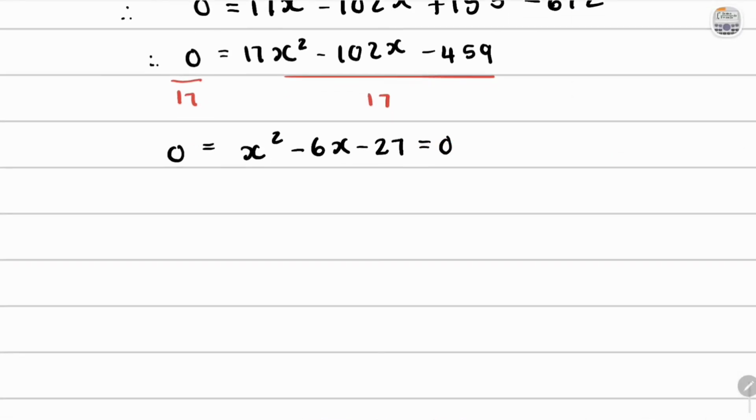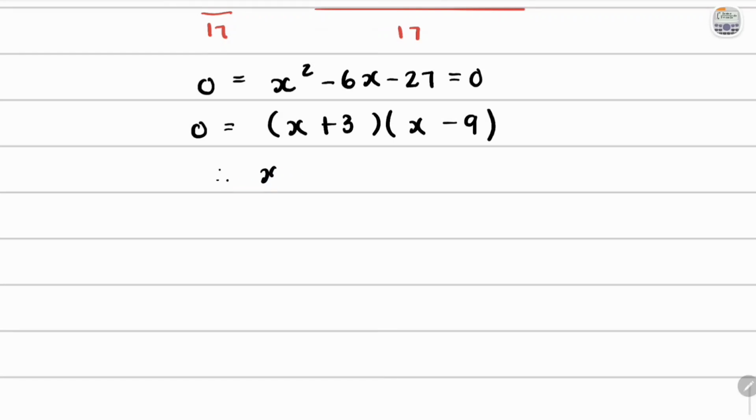And now we can solve for x. So 0 is equal to, open up two brackets, x times x is what gives you x squared. And then we need factors of 27 that can give us a negative 6. We can try negative 9 and 3. If you add them together, they give you negative 6, but multiply, they give you negative 27. So that's it. We have positive 3 and negative 9. So that therefore means that x is either equal to negative 3 or x is equal to positive 9.